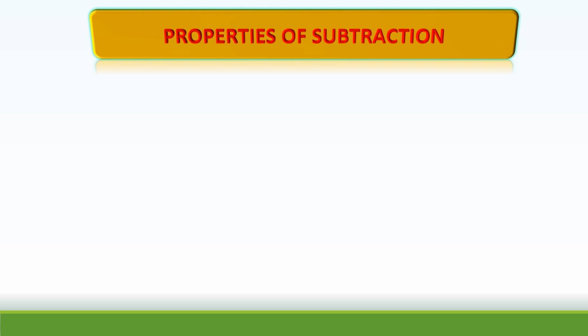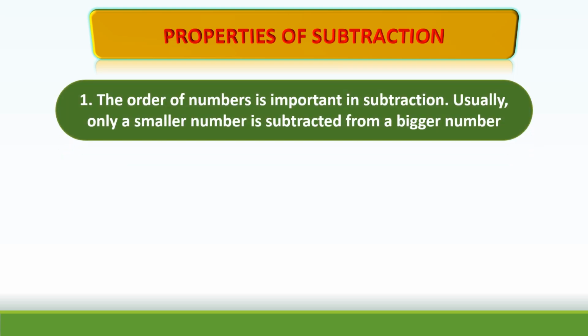Let's learn now some of the properties of subtraction. There are 3 properties we need to know before learning subtraction. So let's see the first property. The first property of subtraction is the order of numbers is important in subtraction. Usually, only a smaller number is subtracted from a bigger number. So let's see the example.